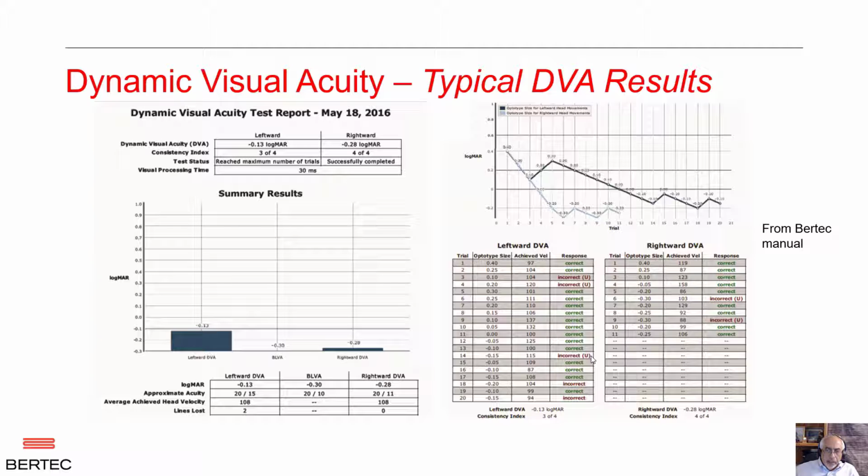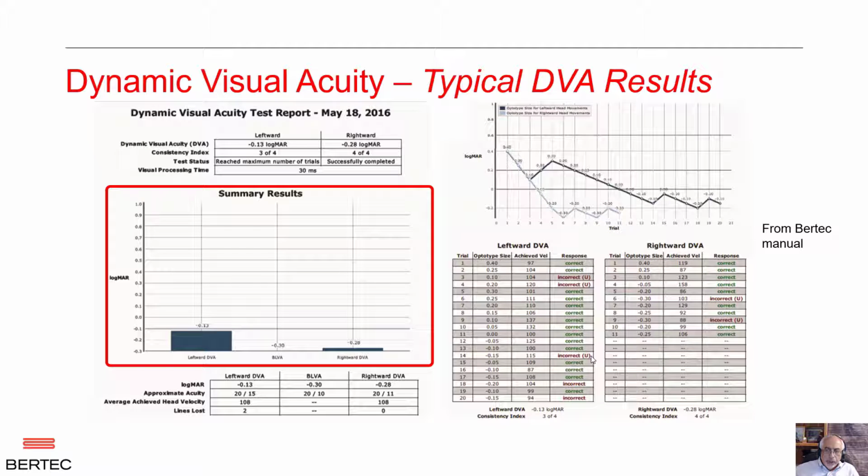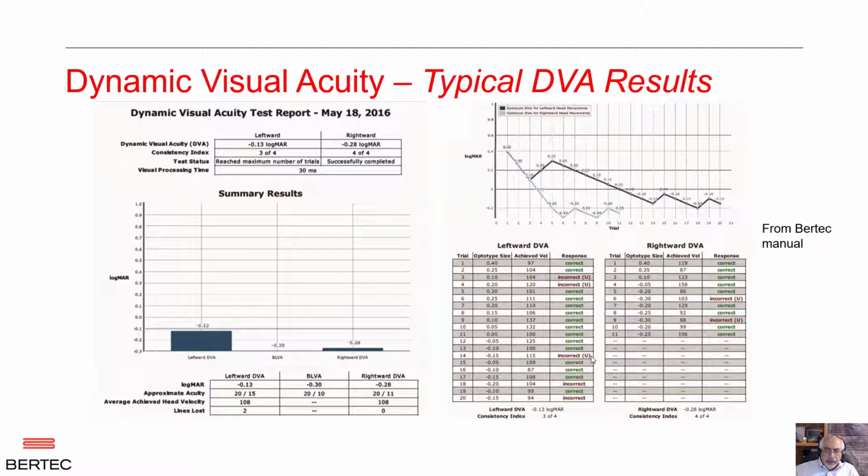On the left-hand side, at the top, you see the summary of the test results and the acuity levels for each direction. The results are also shown in the bar graph form below. The Bertec Vision Advantage system provides a consistency index that tells the user how reliable the estimated threshold is. This is an important parameter for having test-retest reliability and should always be reported along with the acuity levels. For example, the consistency index here is slightly lower for the leftward DVA. That's because of the mistake that was encountered in one of the trials.